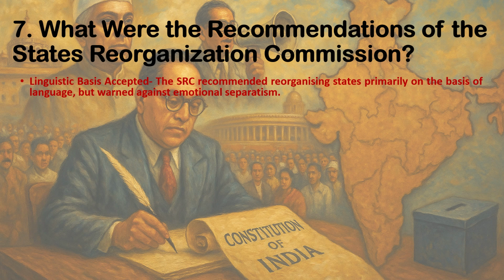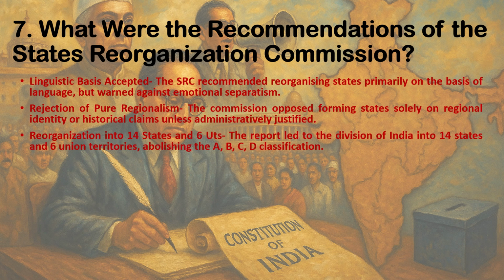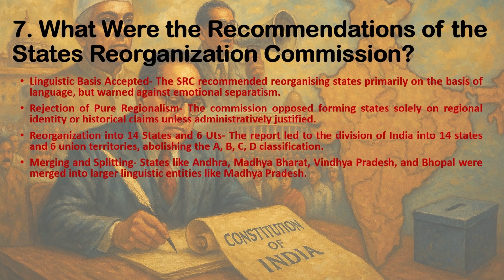The SRC recommended reorganization of states primarily on the basis of language but warned against emotional separatism. The Commission opposed forming states solely on regional identity or historical claims unless administratively justified. The report led to the division of India into 14 states and 6 union territories, abolishing the ABCD classification. States like Madhya Bharat, Vindhya Pradesh, and Bhopal were merged into larger entities like Madhya Pradesh.